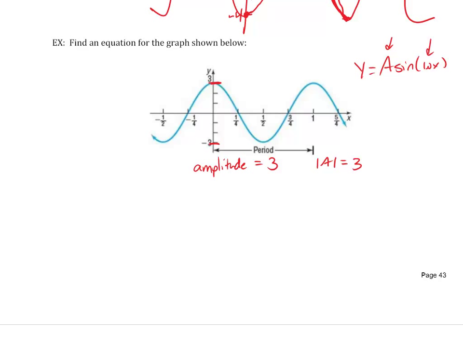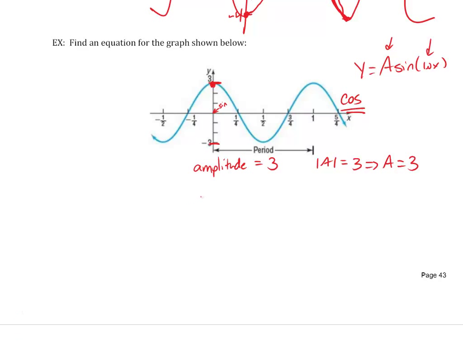The way that you know that a is positive is because it starts at a positive value, and this is a cosine function. If it had started at a negative value, it would have been a negative 3. You would know that from the fact that it starts down here at the negative. Now you know it's a cosine function because it starts on the wave, not at 0. If it had started at 0, it would have been a sine function.